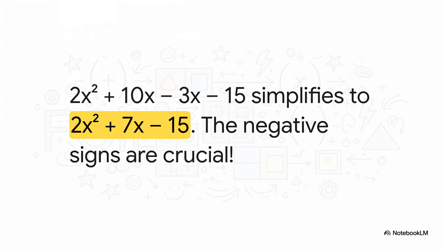All right, let's pull our 4 terms out of the box. We've got 2x squared, a positive 10x, a minus 3x, and a minus 15. Time to combine the like terms. 10x minus 3x leaves us with a positive 7x. And there we have it, our final answer, 2x squared plus 7x minus 15.